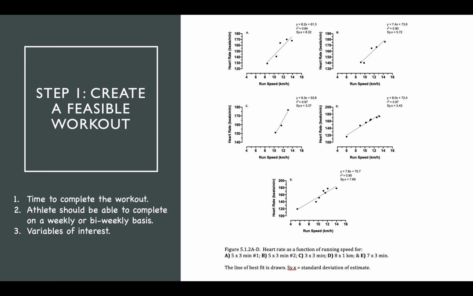And the second consideration related to number one is that the athlete must be able to complete the workout on a weekly or bi-weekly basis. So it has to be something that they enjoy doing on a consistent basis. And the third consideration is you have to know what your variables of interest are that are related to the workout.